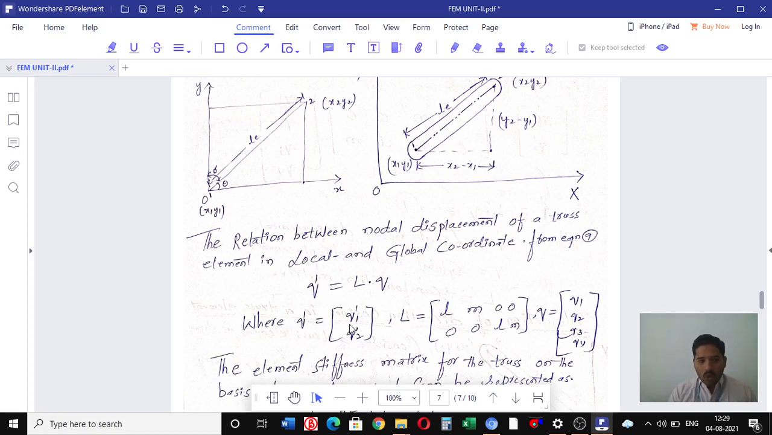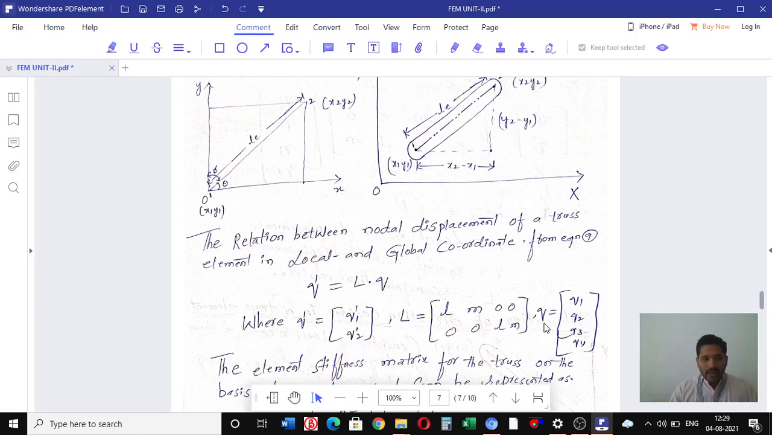We have the two local nodal displacements, Q1 dash and Q2 dash. Clear? And this L is nothing but the transformation matrix. So L equals the matrix with rows l, m, 0, 0 and 0, 0, l, m. Here l we can say is cos theta, and m we can say is sin theta. We already studied this in the last derivation. So the rows are cos theta, sin theta, 0, 0 and 0, 0, cos theta, sin theta. Clear? L is nothing but the transformation matrix.